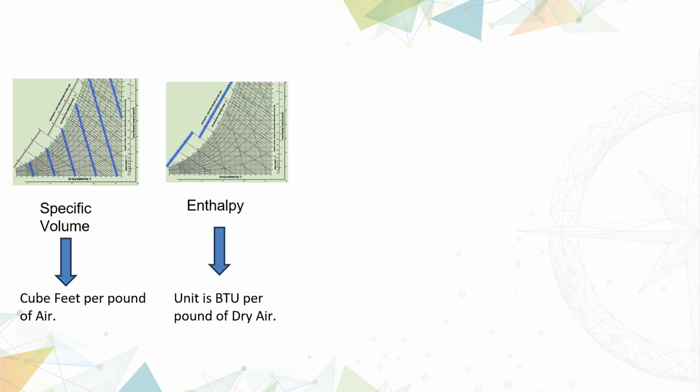Enthalpy is the total heat. That means it is the sensible heat and latent heat. The unit of enthalpy is BTU per pound of dry air. That means how much heat is available in a pound of dry air. So that is enthalpy, the total heat content including both sensible and latent heat, expressed per pound of dry air.